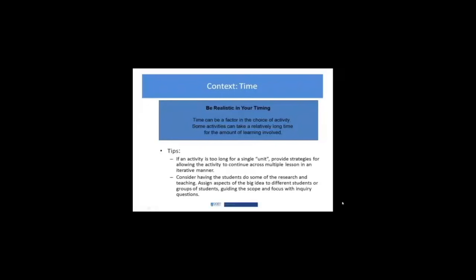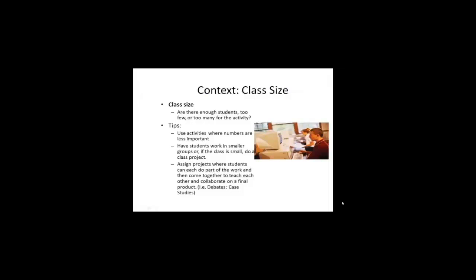The other piece is to be realistic in your timing. So context and the learner characteristics really come into play here. If activities are too long, you're going to put them across multiple lessons. If it's something that you want them to do a chunk of work, then they need to have groups, they need to be guided groups. There's also class size to consider. How can you use activities where numbers are less important? How can you mix up the class? How can you do groups? How can you use debates and case studies?